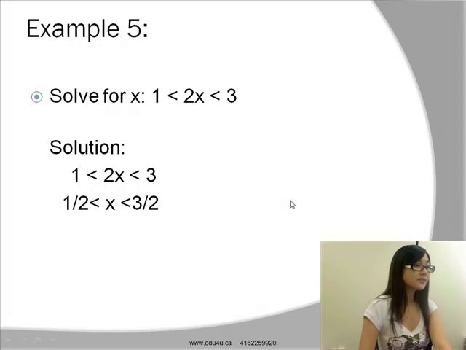Taking a look at example 5, it asks us to solve for x when 1 is less than 2x less than 3. What we do is we divide by 2 on all three sides of the inequality. So that will give us 1 over 2 is less than x less than 3 over 2.